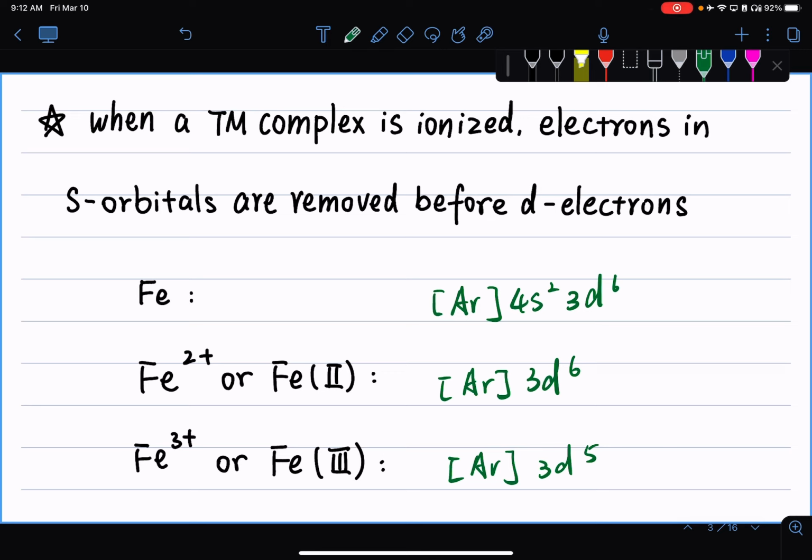So when we're writing the oxidation state or the transition metal cations, you have two different ways to write that. You can either write it as iron 2+, which is typical, or for transition metals, you can also write it with the capital Roman numeral. So this capital Roman numeral 2 means it's iron 2+ cation.